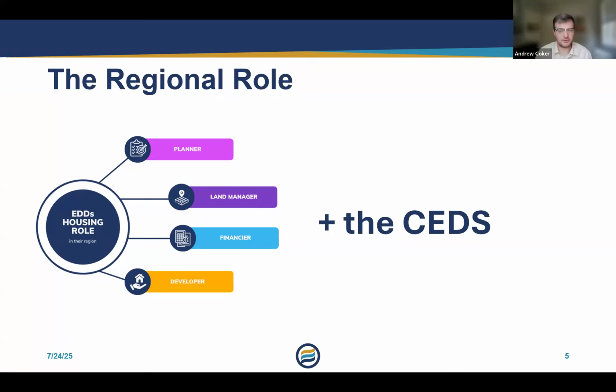With that, again, financial, a natural role for EDDs, is managing funds, dispersing different grant opportunities, or managing housing RLFs. We've seen some great examples from across the country of organizations using the RLF model, revolving funds based on an initial seed start, and using some of those funds to construct affordable housing in their region. So really taking a central role in producing new houses.